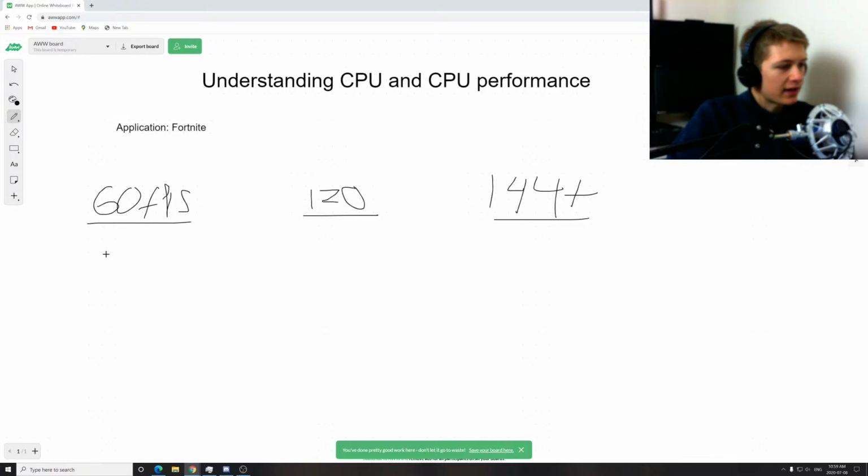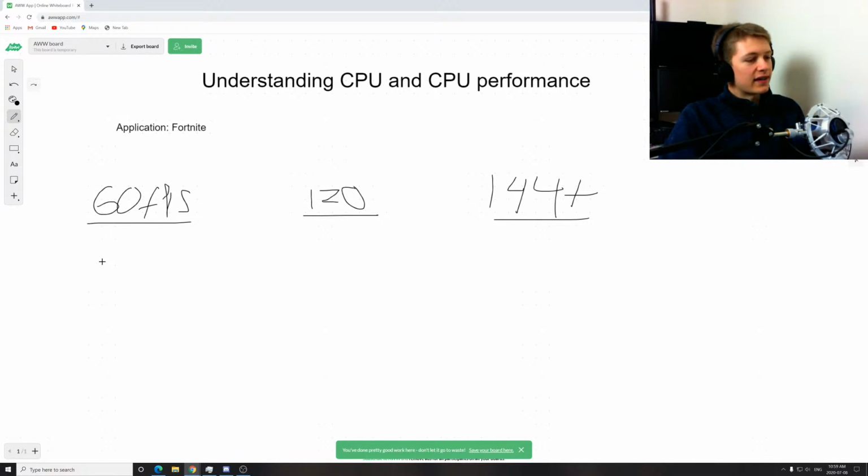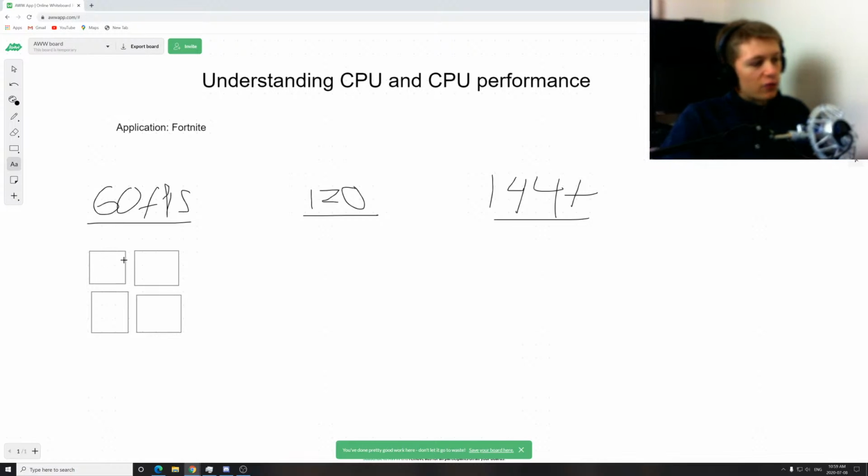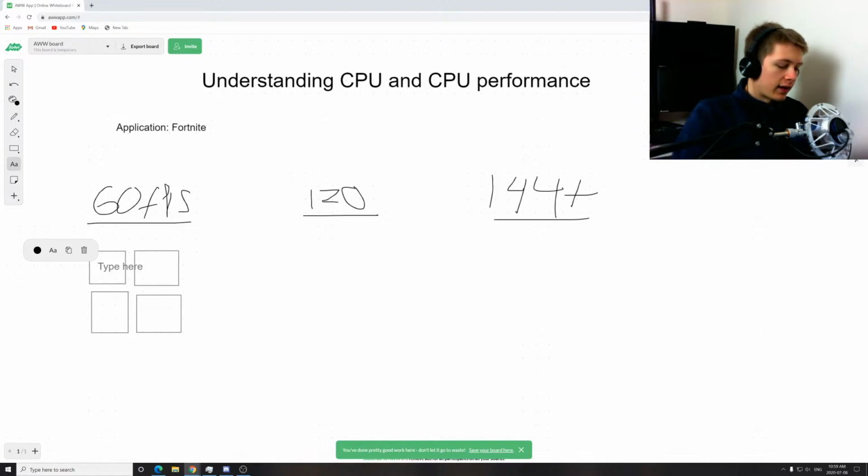For 60 FPS, Fortnite generally isn't as demanding to run. Let me use the shape tool here. Fortnite may only need about 4 cores at, let's say, 3 gigahertz. I know, we're going technical already, but I'm going to try my best, and if you need something in chat, let me know and I'll try to get to you pretty quickly. Basically, for 60 FPS, let's say Fortnite requires 4 cores, and each core needs to be running at a relative clock speed of 3 gigahertz.